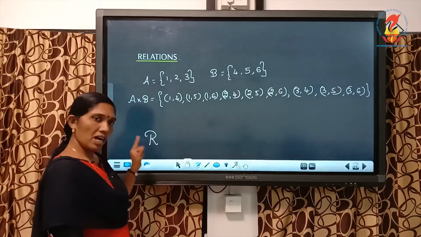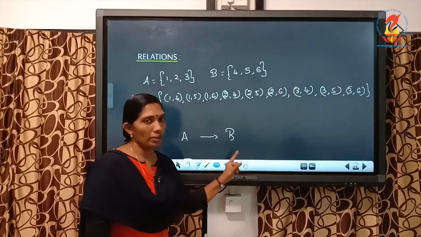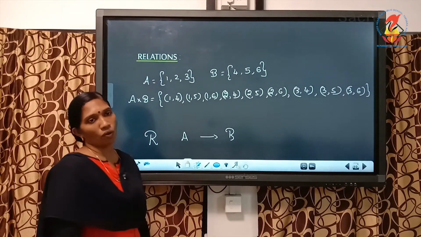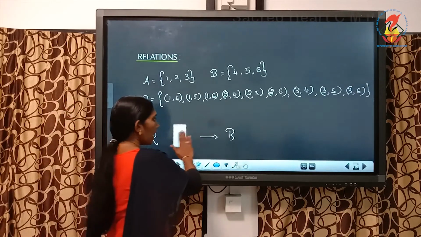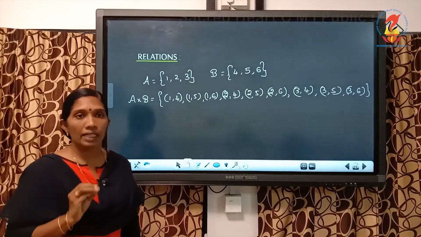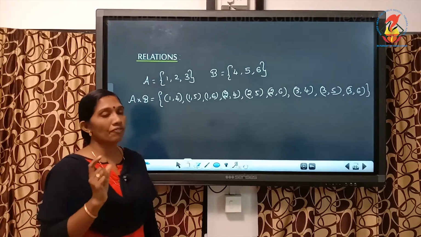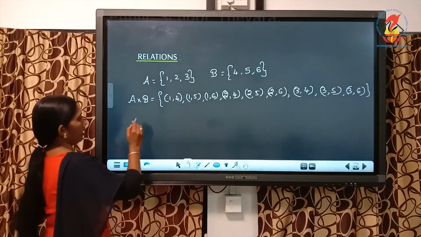So a relation R from a non-empty set A to a non-empty set B, where A and B are two non-empty sets, means it is a subset of A cross B. R must be a subset of A cross B, and this subset is derived by describing a relationship between the first element and second element. That is the definition.